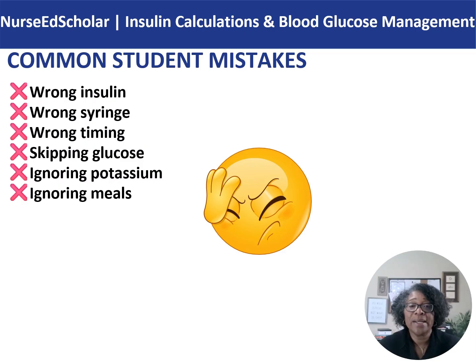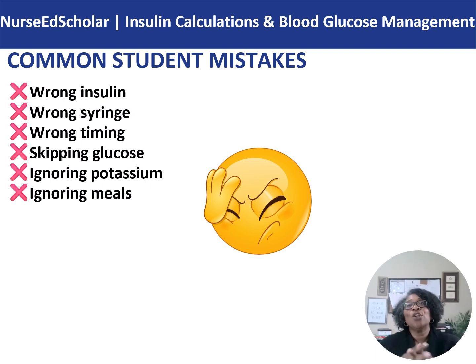So when we talk about insulin calculations, students can make mistakes. They may draw up the wrong insulin, use the wrong syringe. We talked about insulin is only given in an insulin syringe. Wrong time. They don't check the blood sugar. They don't look at the potassium levels. They don't pay attention if the patient ate or not. And those are things that can cause big problems.